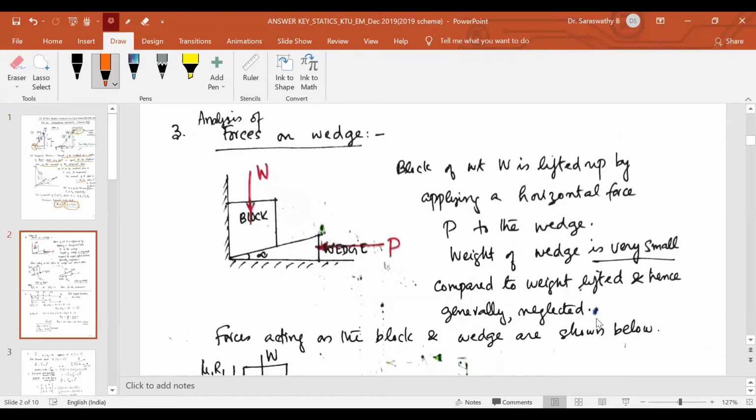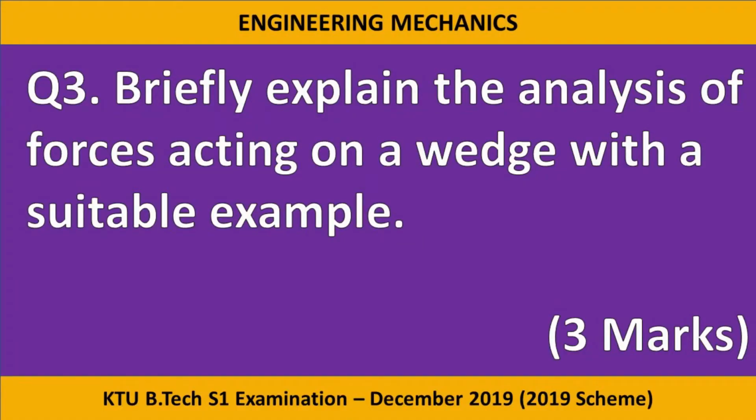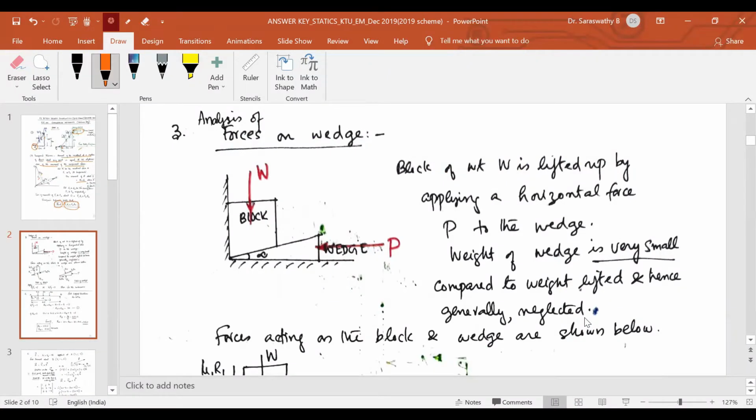Moving on to question number 3. Briefly explain the analysis of forces acting on a wedge with a suitable example. So wedges are normally used to lift or raise weights. So here it is shown, say a block of weight W. It has to be lifted by means of a wedge. A force P, a horizontal force, will be applied on the wedge so that this block gets lifted up.